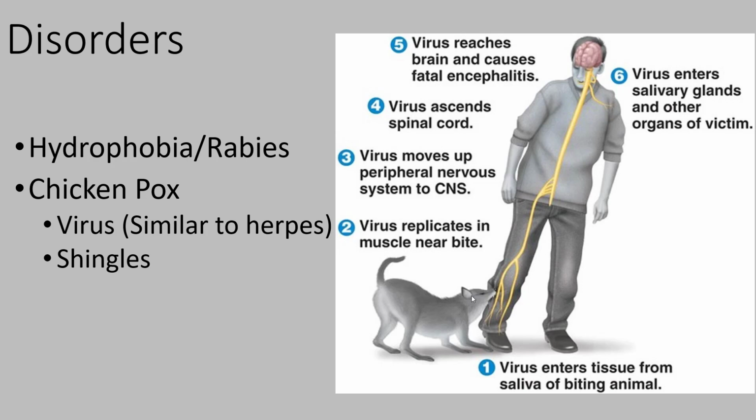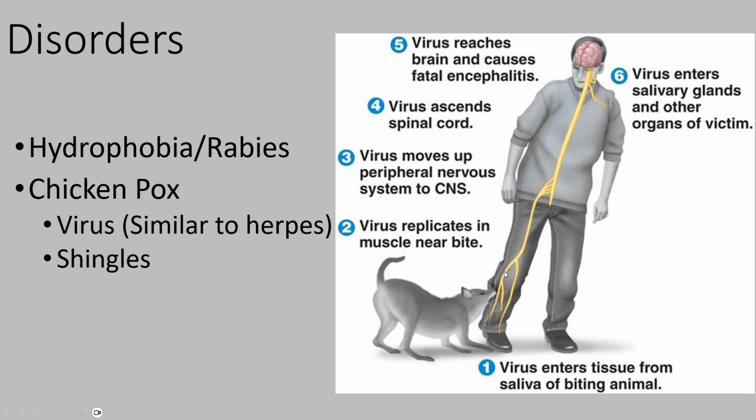When that happens, those viruses in the saliva make it into this guy's body. And what happens is those viruses make their way into the muscle around the bite. And as they're there, they start to replicate. The viruses replicate in this guy's muscle, and eventually we're going to see that muscle and nerve, they're pretty much tied together. Those viruses make their way into those motor neurons, those nerves that are affecting the muscles.